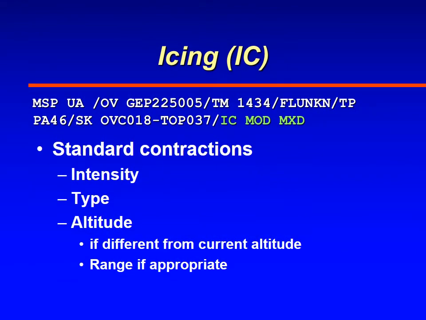You can make a pilot report of icing whether you have icing or not. It's always nice to know if there is no ice in the clouds, but likewise, if you are experiencing icing, it would be good to make a pilot report indicating that. To make a pilot report of icing, standard contractions are used to describe the intensity and type, and then also if you are flying at a different altitude where you experienced the ice, then you can report that altitude, or if it was a range of altitudes. For example, if you're climbing or descending, then you can put in that range.